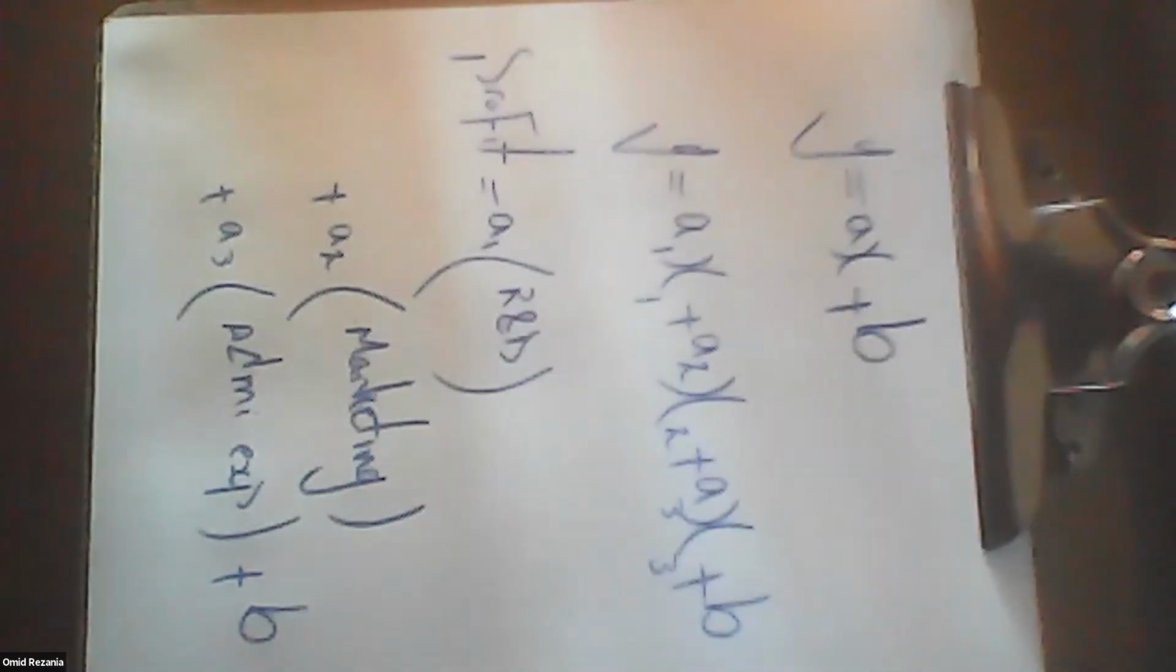Of my R and D expenditure, which you have in the data, plus A2, a new slope, times marketing expenditure, plus A3, which is the admin expenditure, plus my intercept.